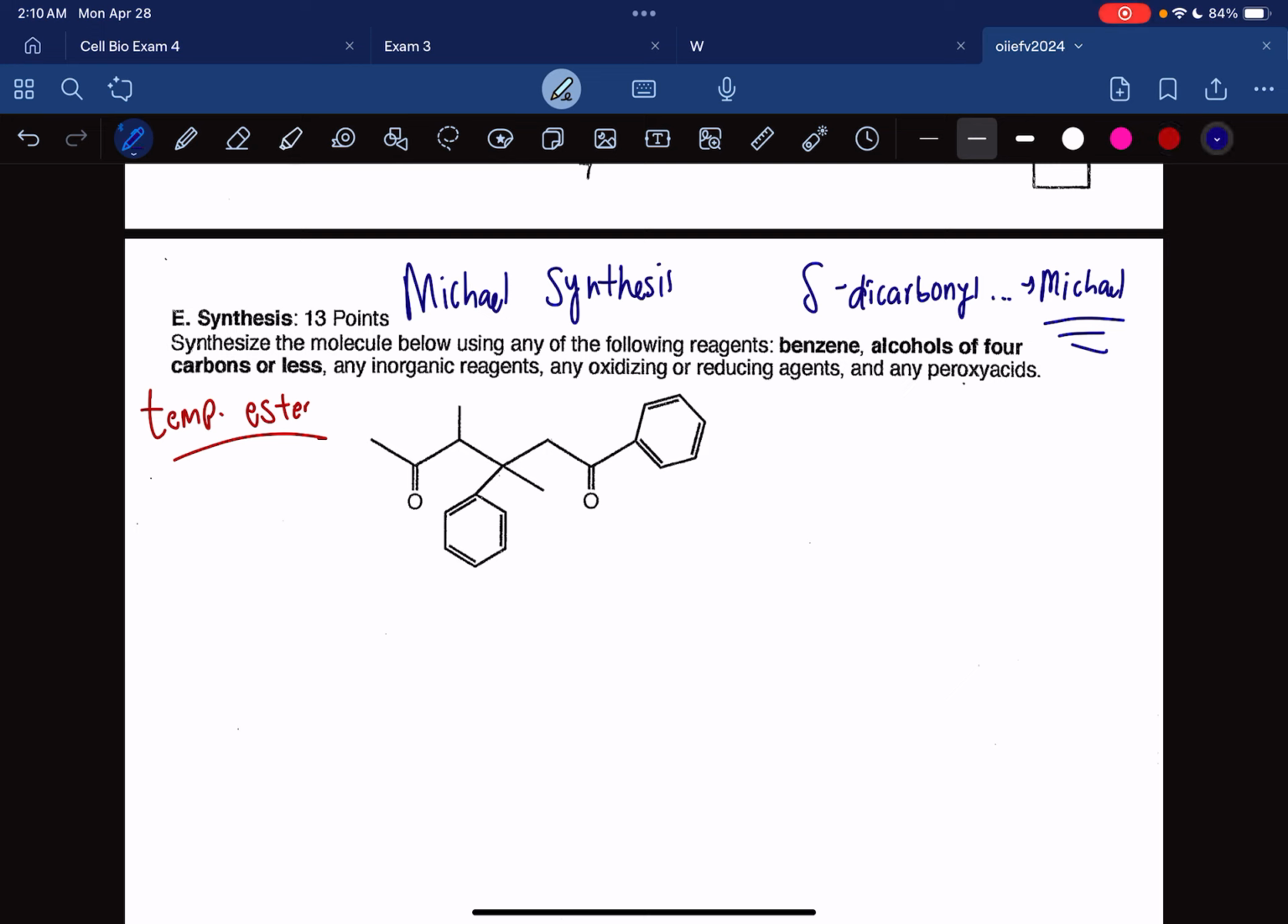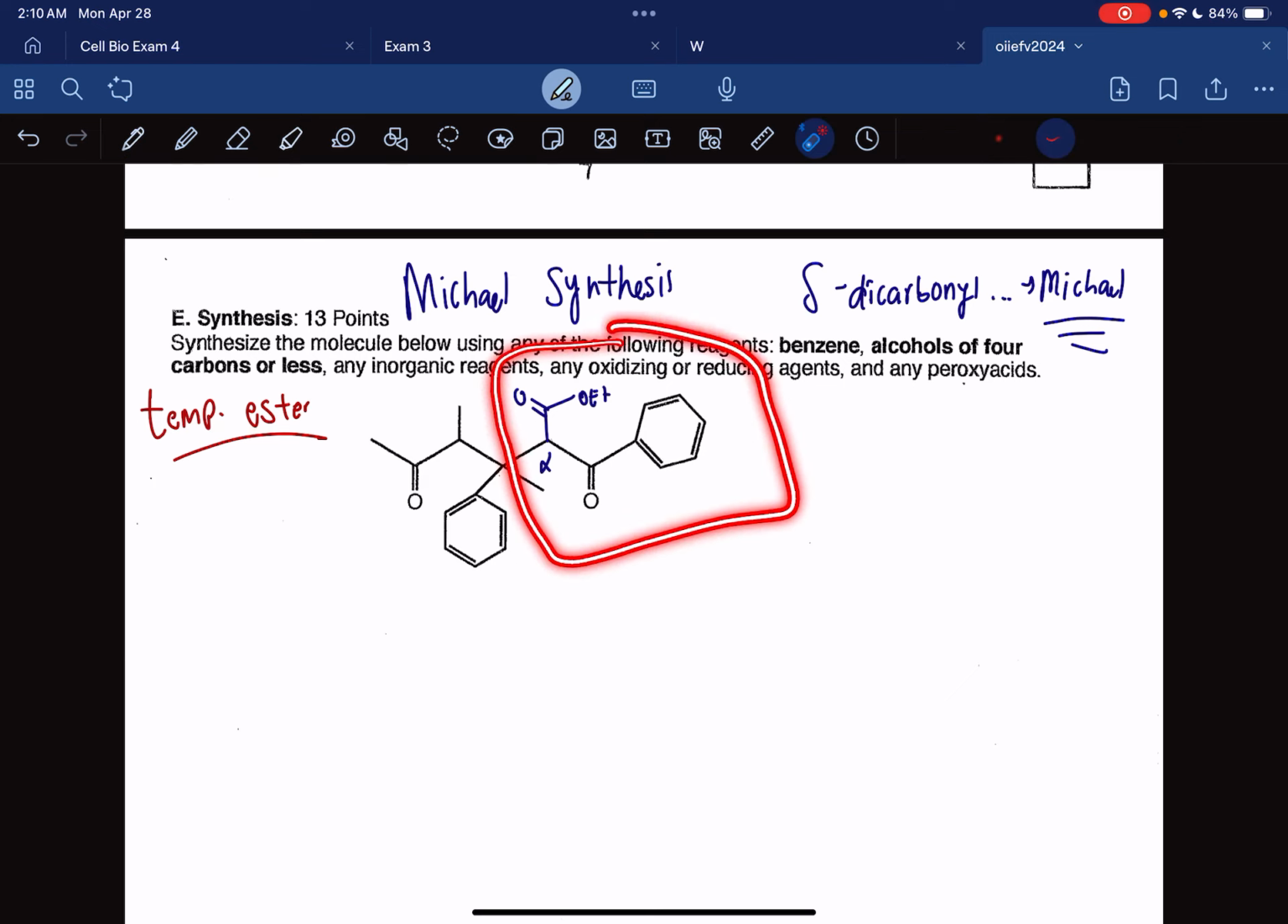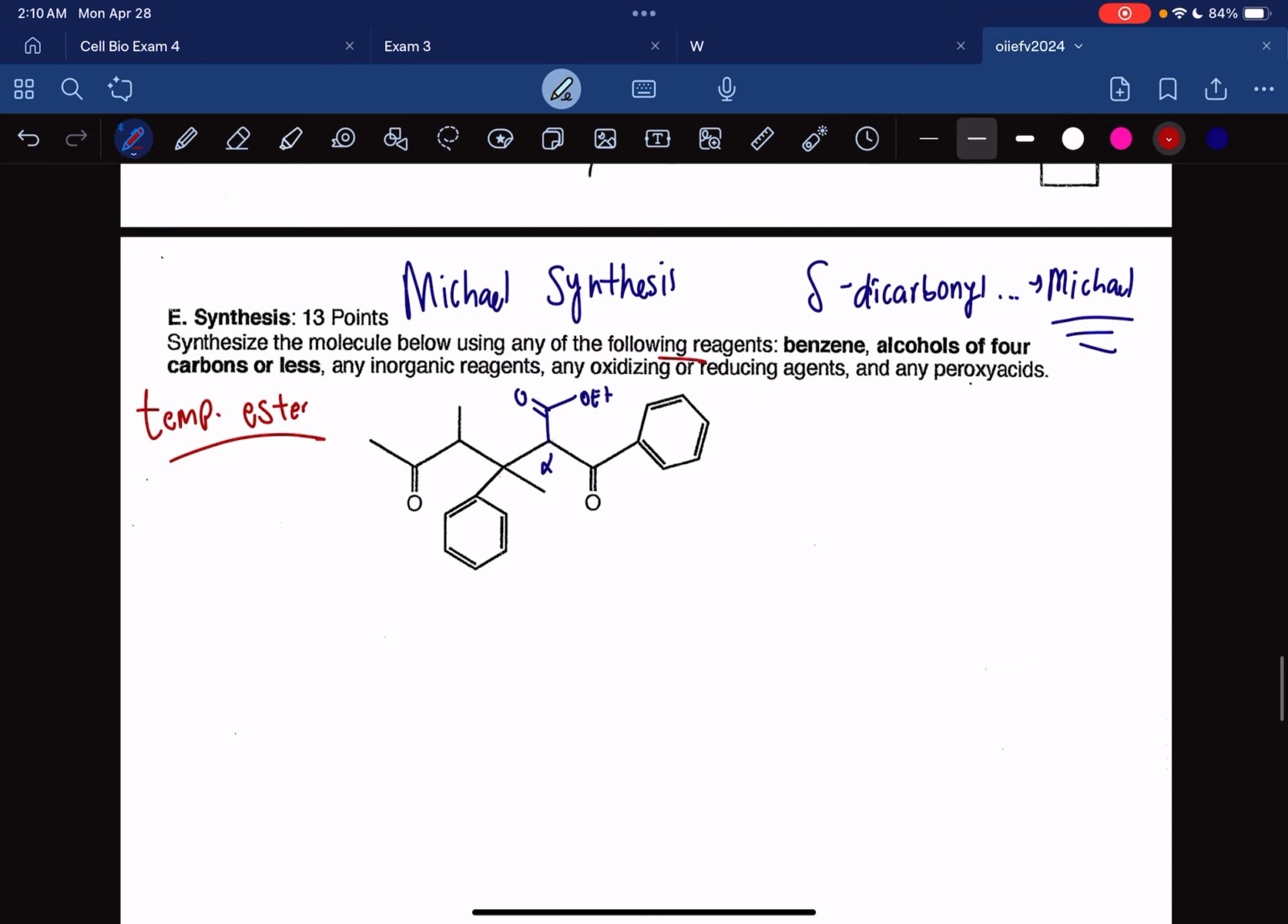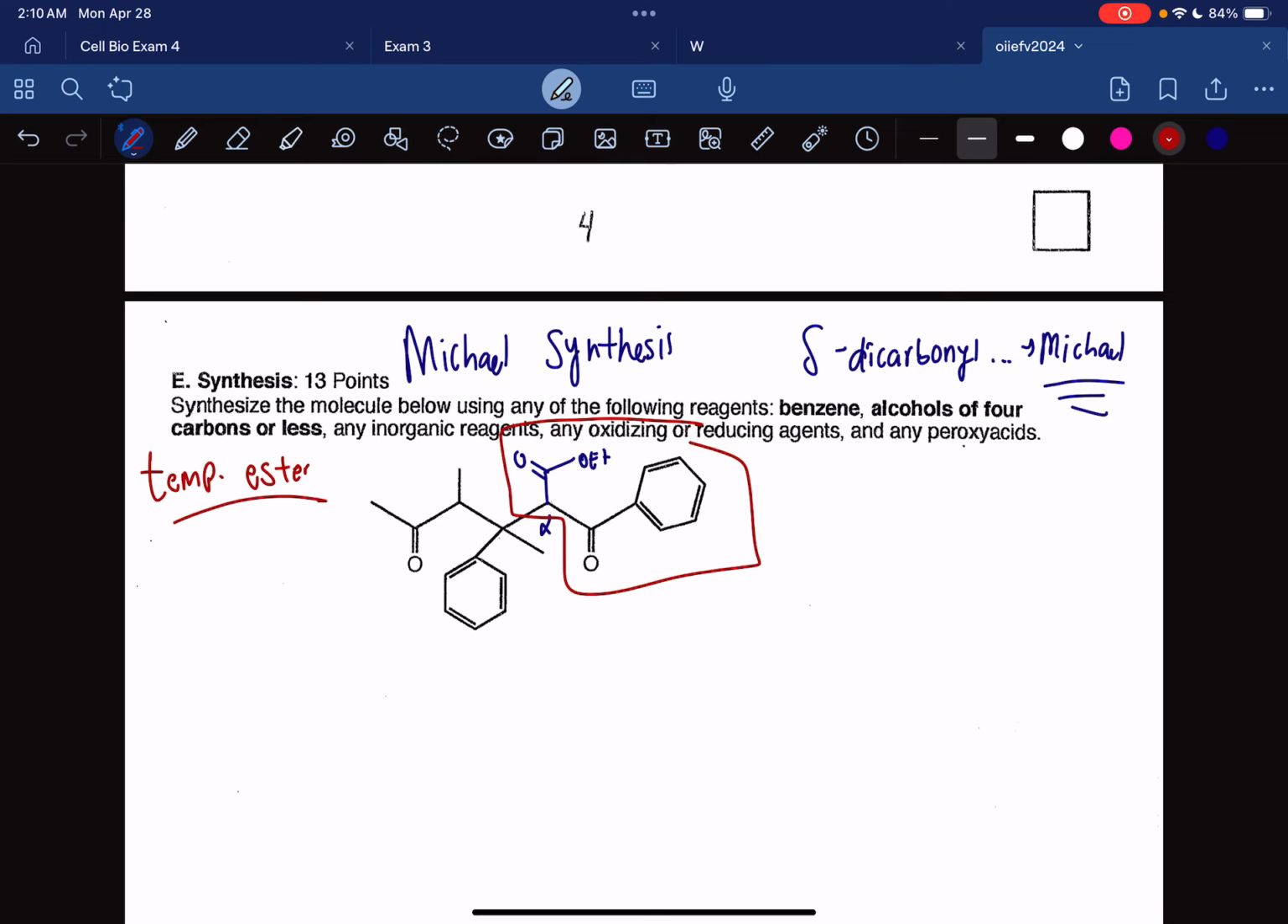The easiest way to do temp ester is find an alpha carbon. We can do this one or this one and just throw an ester on there. So we'll go here to this alpha carbon and throw an ester on here. This will be O, and then we can say OEt here. Now all of a sudden, if you look over here, what does this look like to you? This looks like the Michael donor. So here we have a Michael donor.